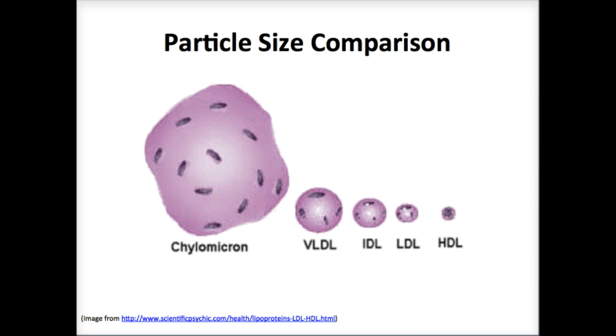The basic rule of thumb here is that the more lipid the particle contains relative to protein, the less dense it is. And the less dense that it is, the bigger it is.